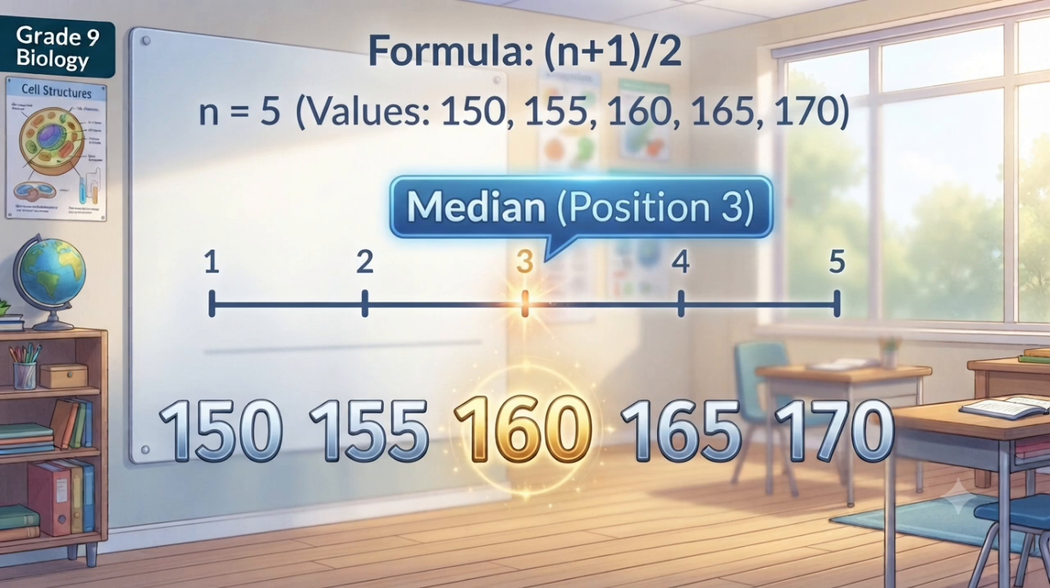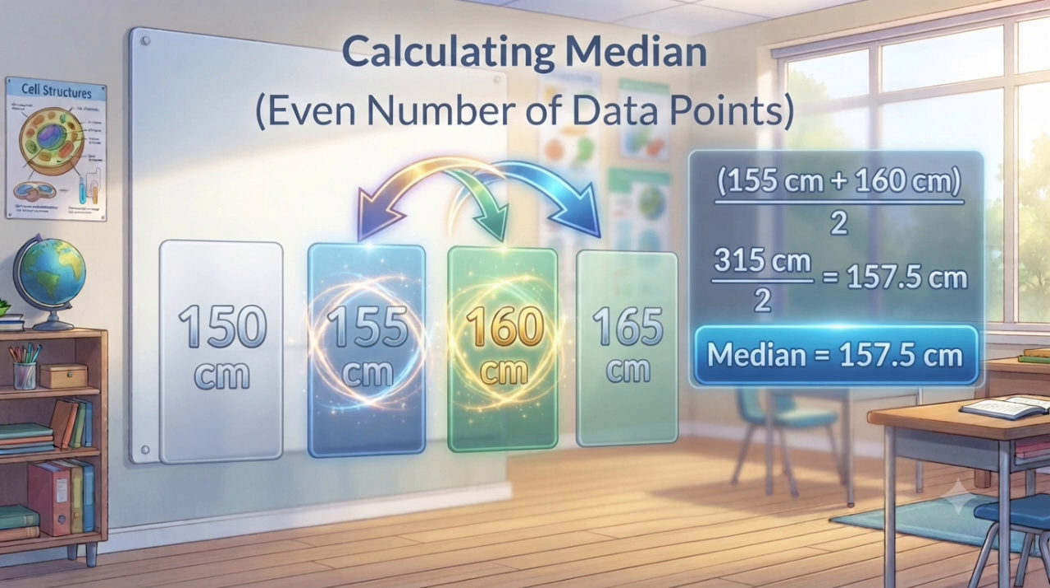Median for even number of values. Now consider another dataset: 150, 160, 165, 155. Arrange the values: 150, 155, 160, 165. There are 4 values, which is an even number.